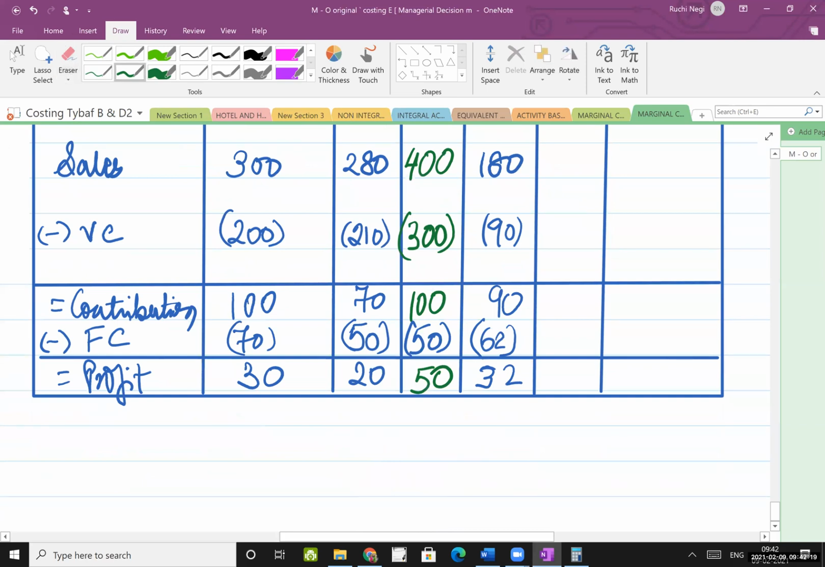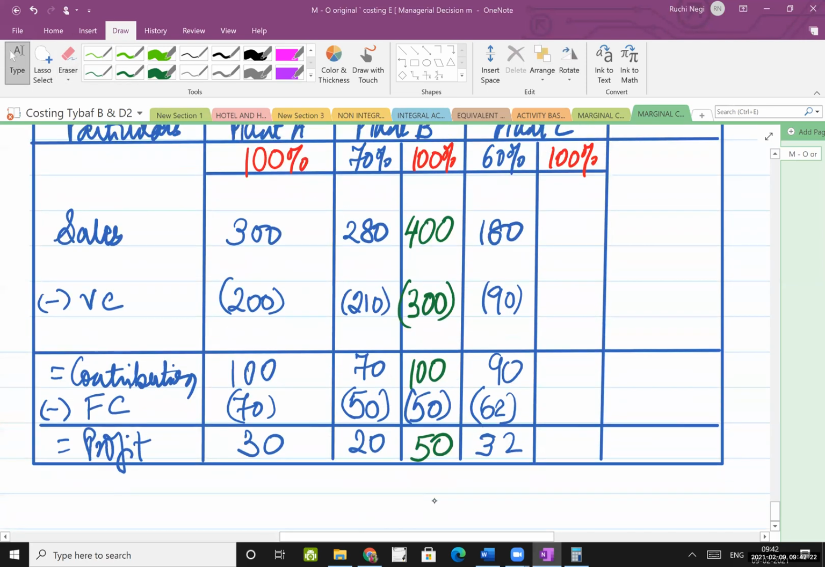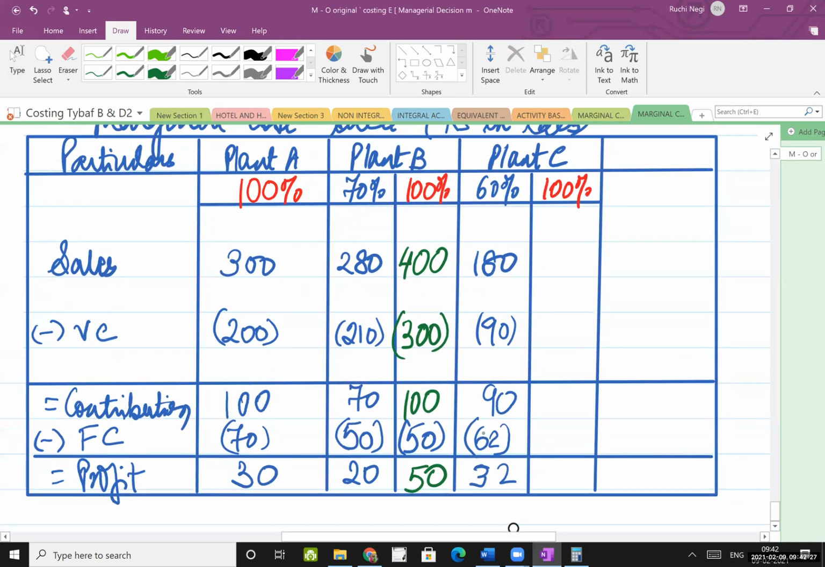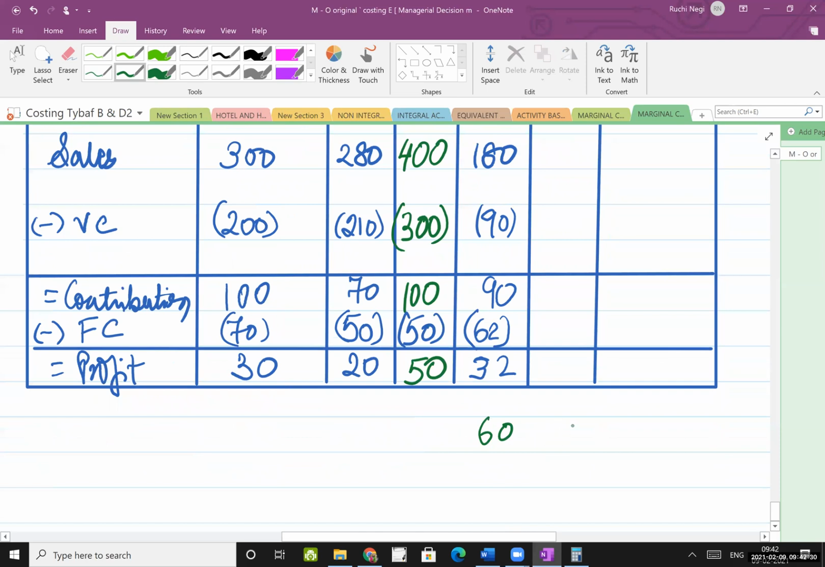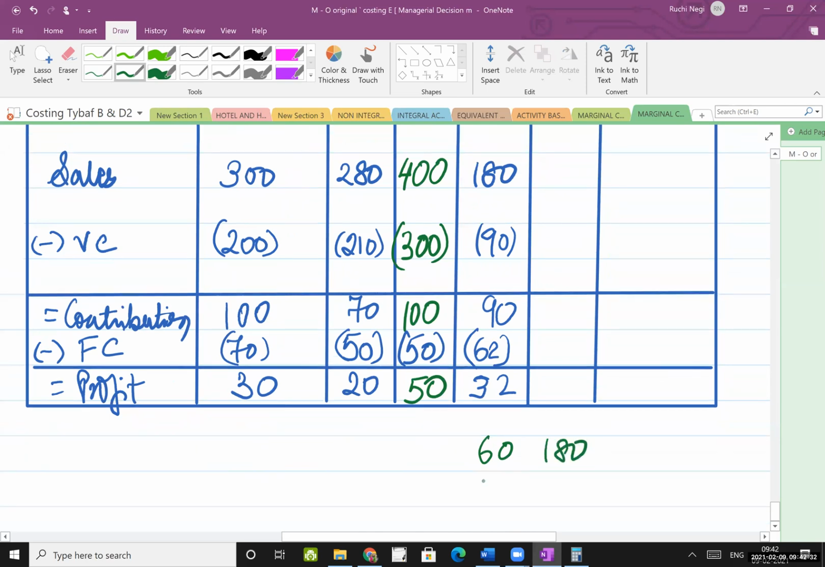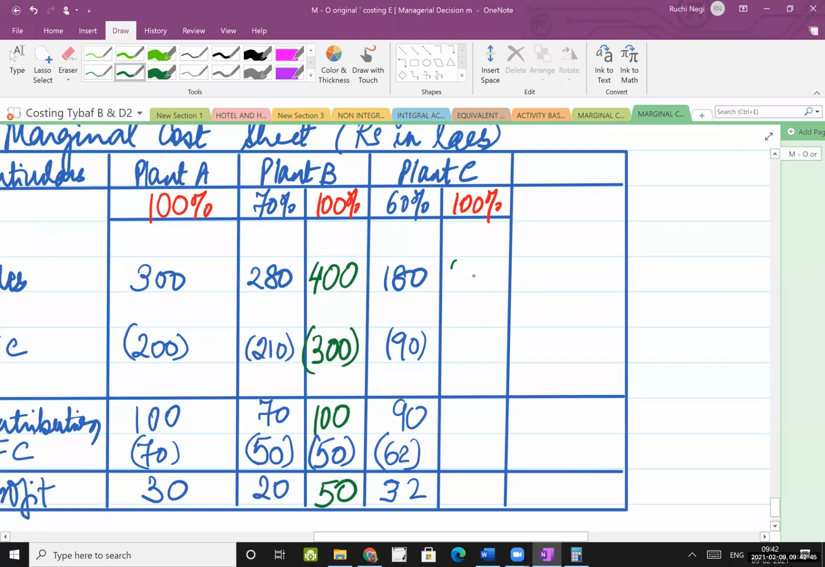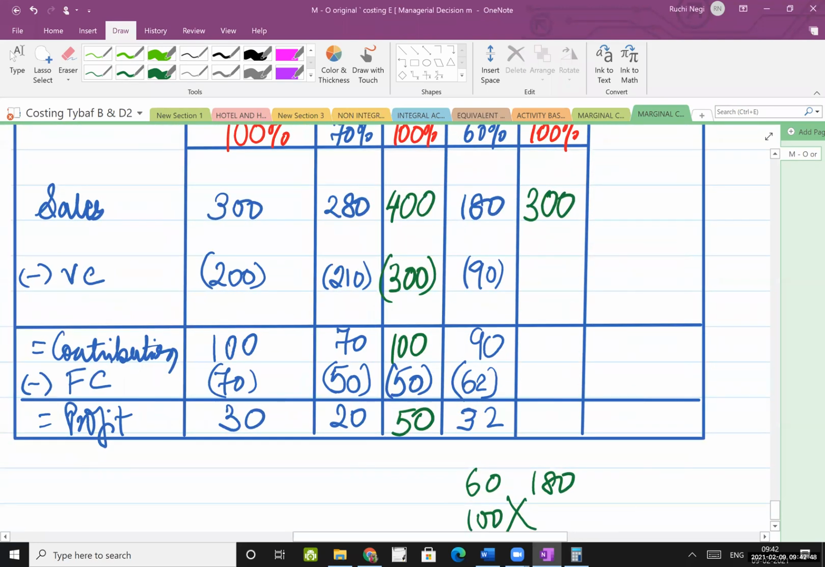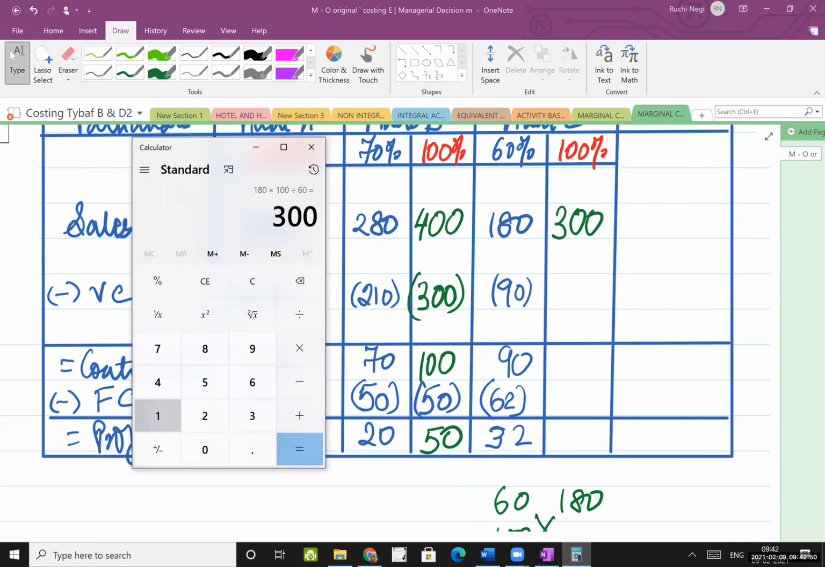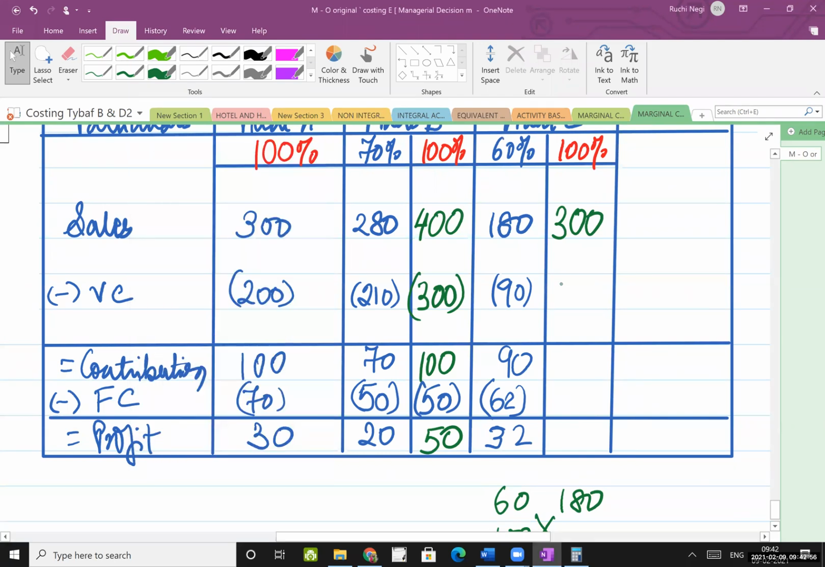Okay, the same way you do it for the last one. At 60% it is 180. My sales is 180. So at 100% how much? Cross multiply. So 180 into 100 divided by 60. So my answer is 300. So write here 300. Similarly, do it for variable cost. 100 into 90 divided by 60. So my answer is 150.